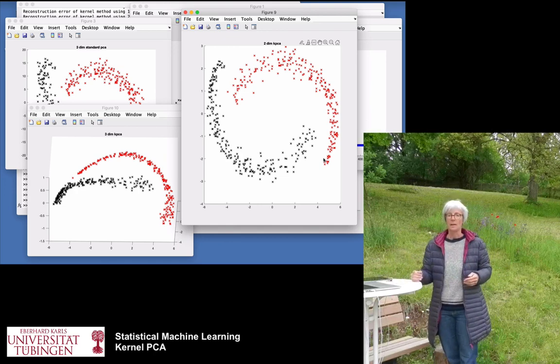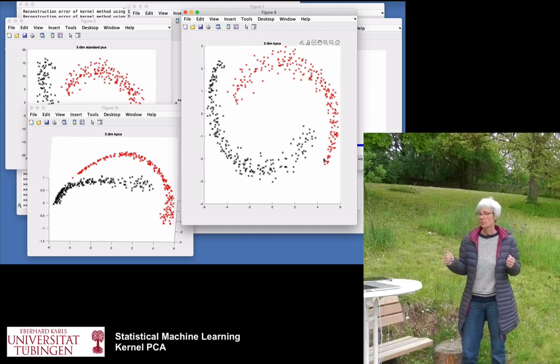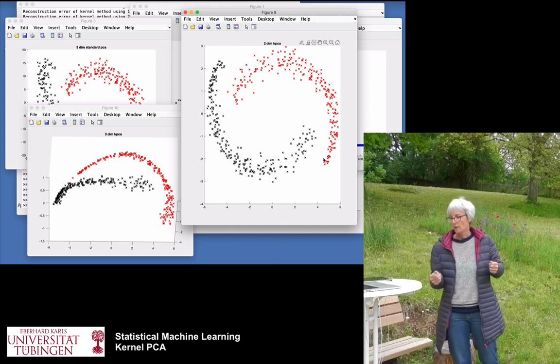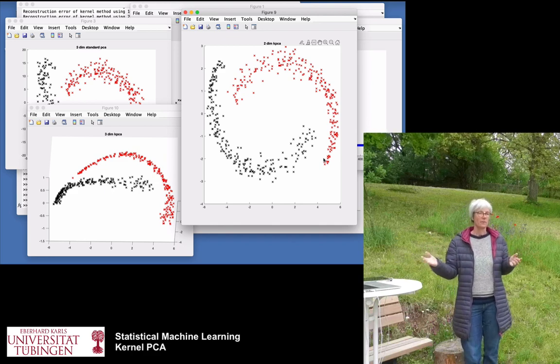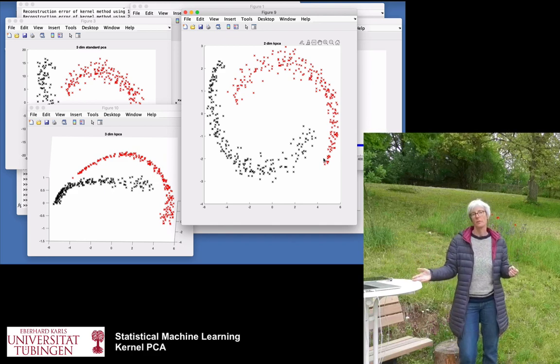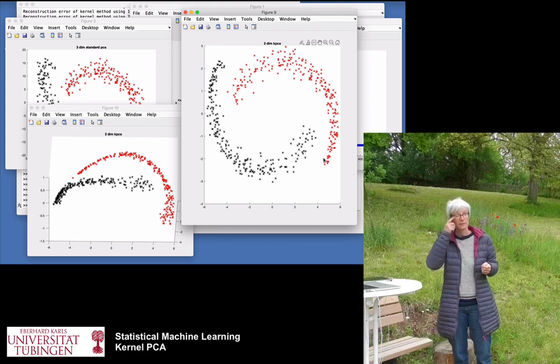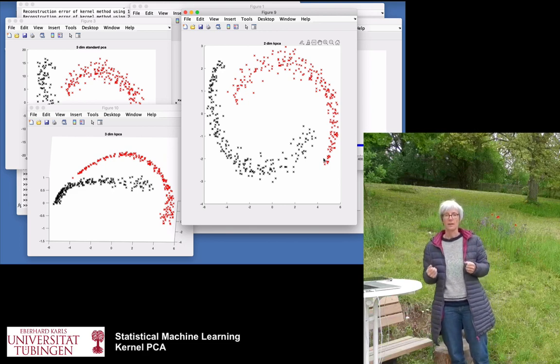But again, I want to stress, this is nothing I would be able to predict, that if you choose sigma in a useful range, then something interesting happens to this data. This is just something that you can try in practice, and sometimes it works and sometimes it doesn't.